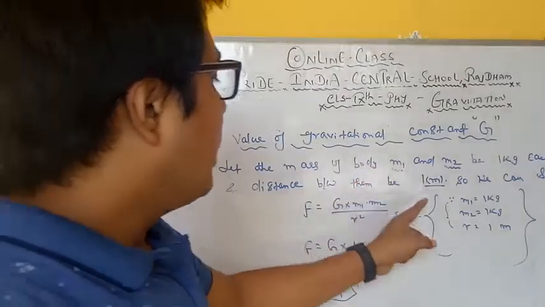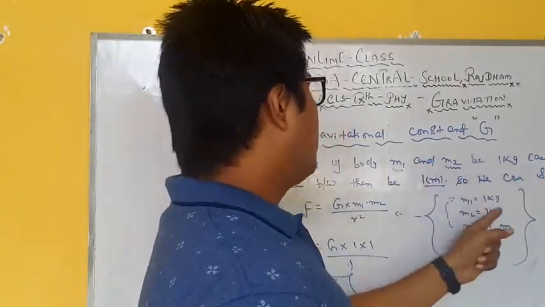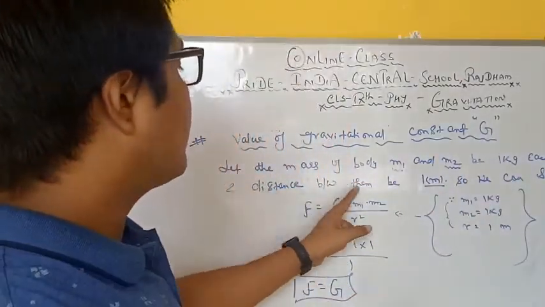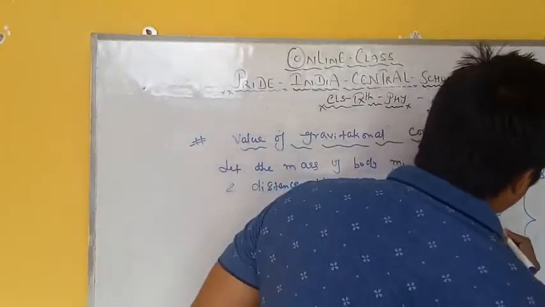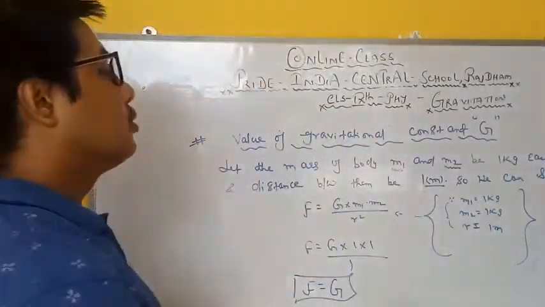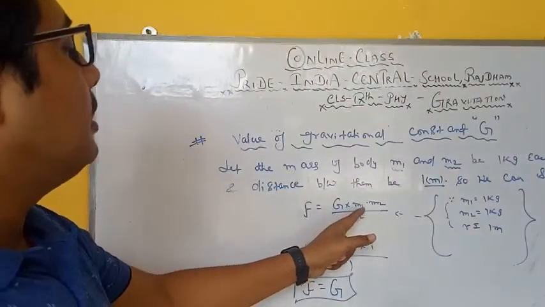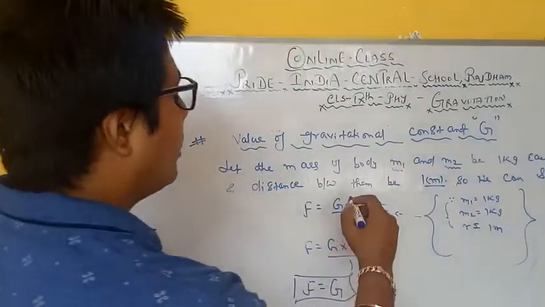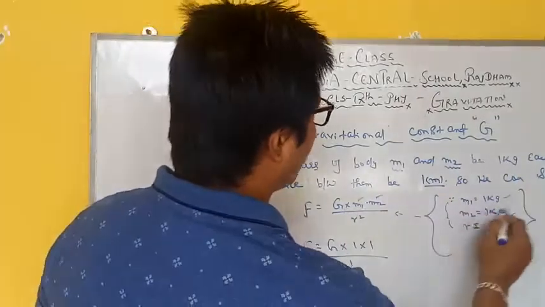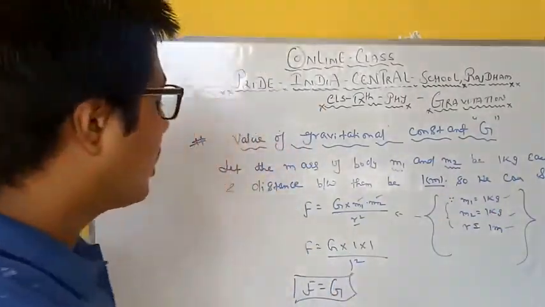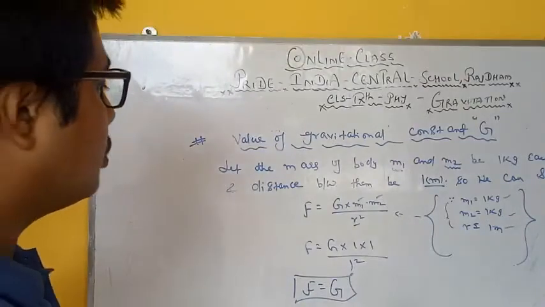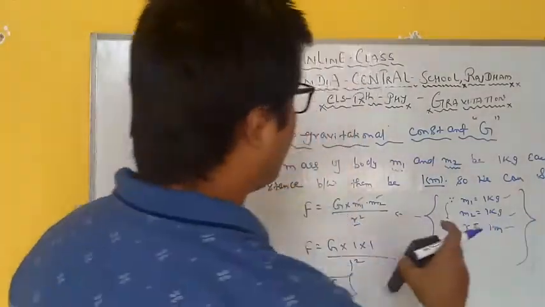Let the mass of body M1 be 1 kg, mass of body M2 be 1 kg, and the distance between them is 1 meter. Okay, this you can write it here, close by 1 meter. So we can say that F is equal to G into M1 into M2 by R square. M1 is 1, M2 is 1, R is 1, so this becomes 1 square. Okay, so this becomes F is equal to G. I think up to this it's clear.